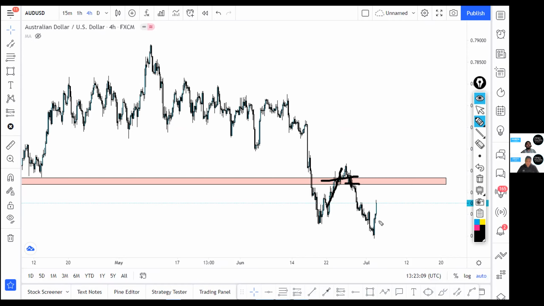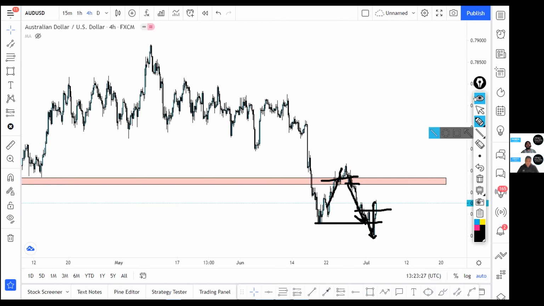First target was this area. I closed 50% of the position here and then trailed my stops. So we got a breakout of this area and then I moved my trailing stop to this area, and I just got out of the remaining half of the position at this area.